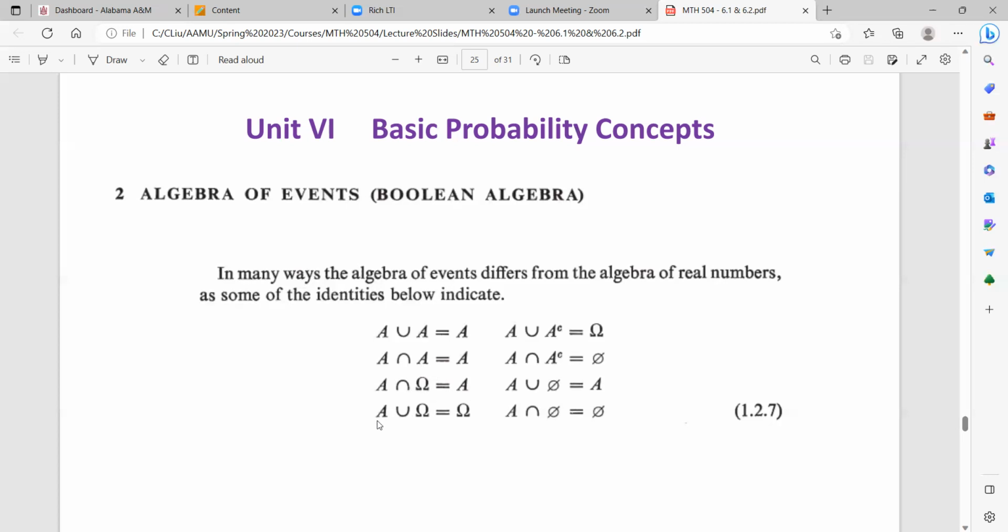And also, if you take the union of a subset A with the universal set, you get the universal set. So this is not true for addition of numbers either. It's not strictly true mathematically if you change to numbers. But some of them still are true, like A union A complement equals the universal set, or the sample space.